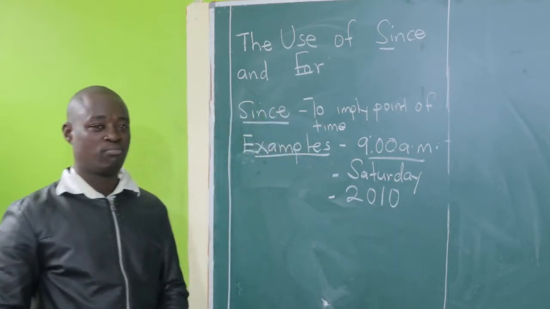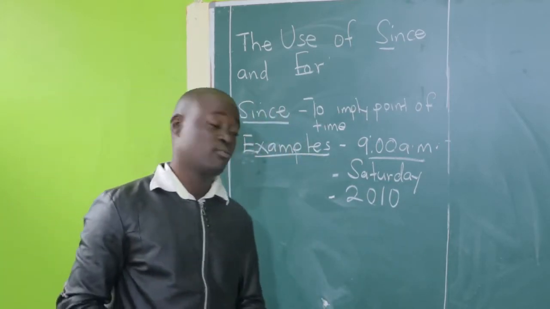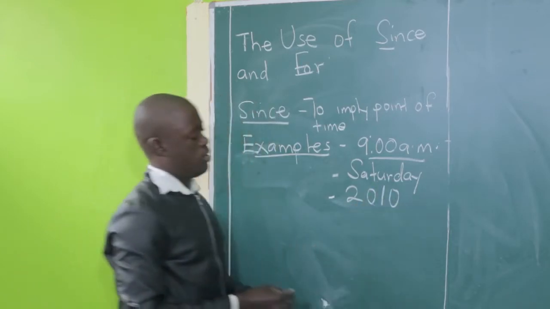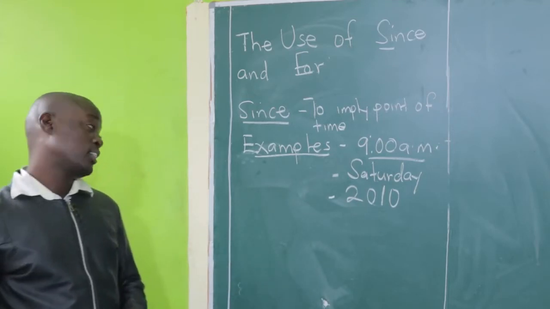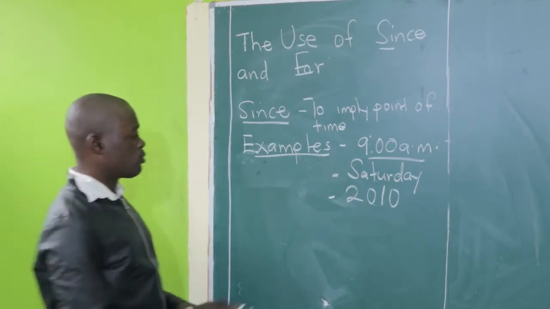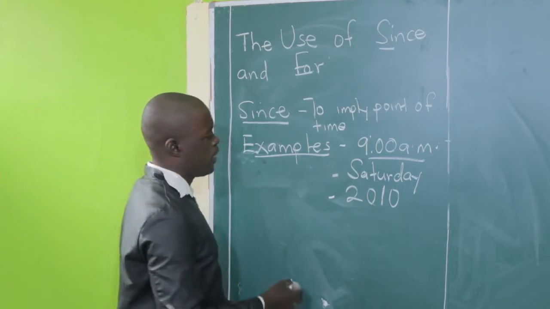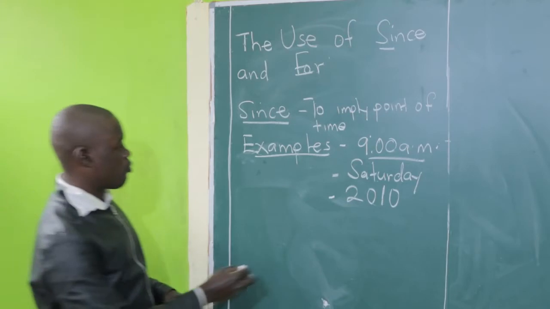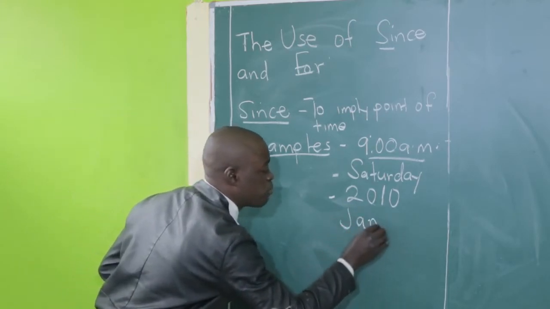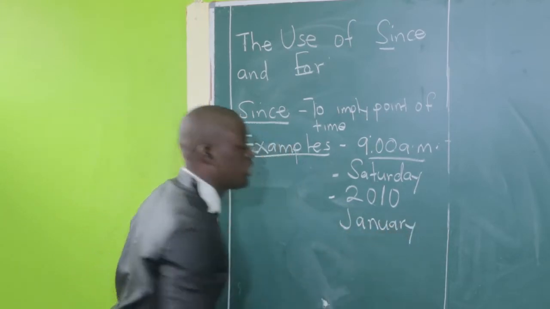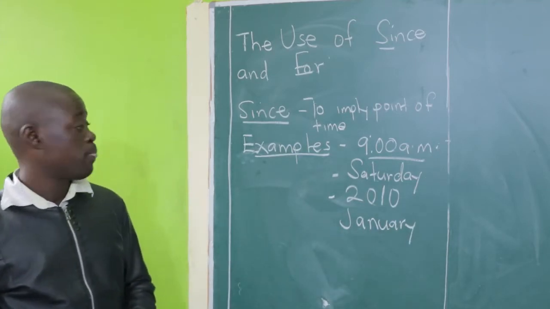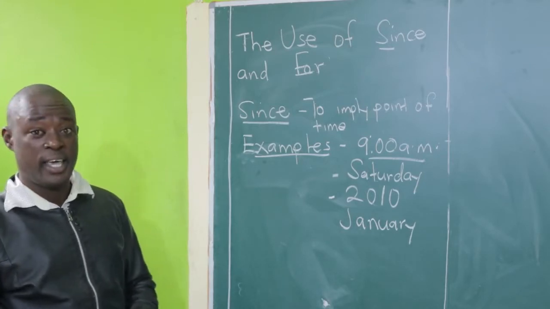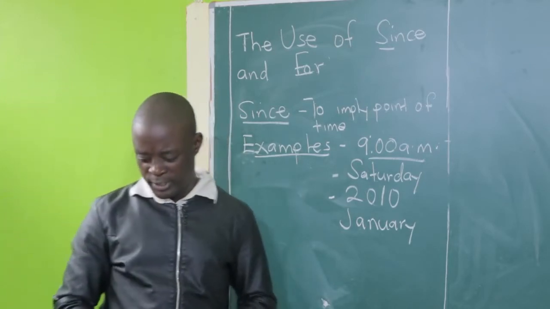A year also, 2010 is a point of time. So you can also say, we've been doing this work since 2010. So there are so many points of time, and we can have those that denote months. For example, January is also a point of time. So you can say since January, since 2010, since Saturday, since 9 a.m., and all those are points of time.